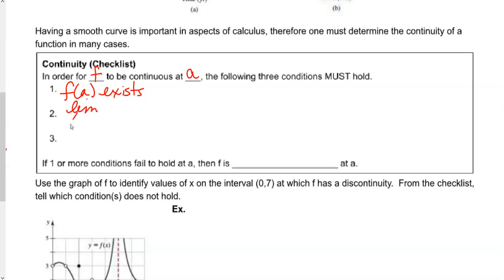Number two, the limit as x approaches a of that function also exists. What does that mean? That means that when we go back to the idea of our two-sided limit, you have to double check and make sure that the limit from the left and the limit from the right are the same value, hence making that limit as x approaches a of f of x exist. Now, if both of those exist, and number three, the limit as x approaches a of f of x equals f of a, so the number you get in number one and the number you get in number two are exactly the same, hence our function is continuous at a.